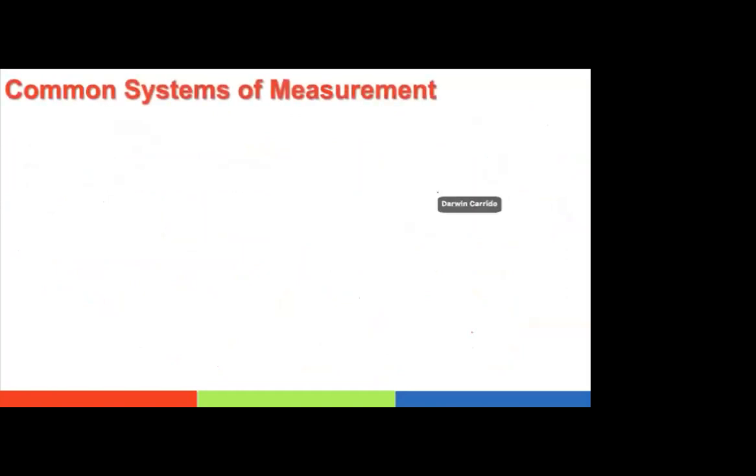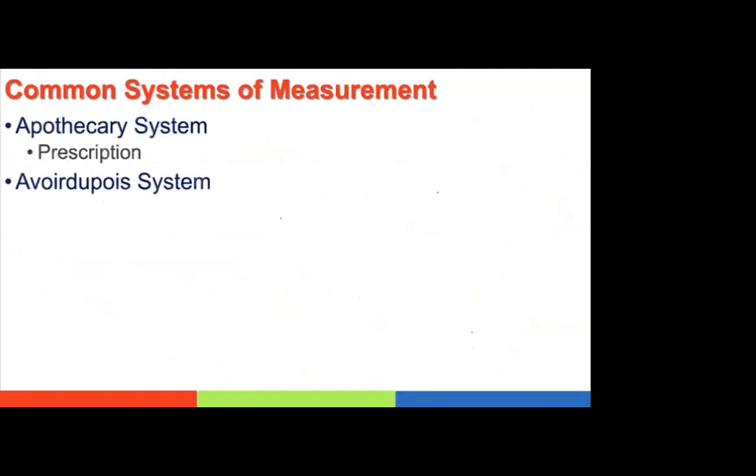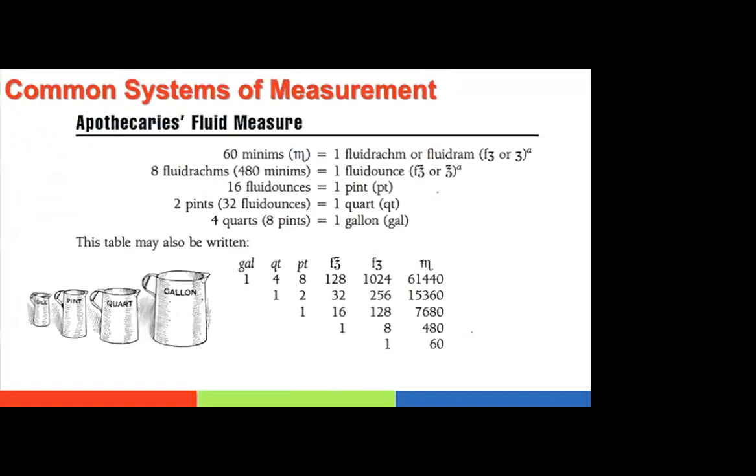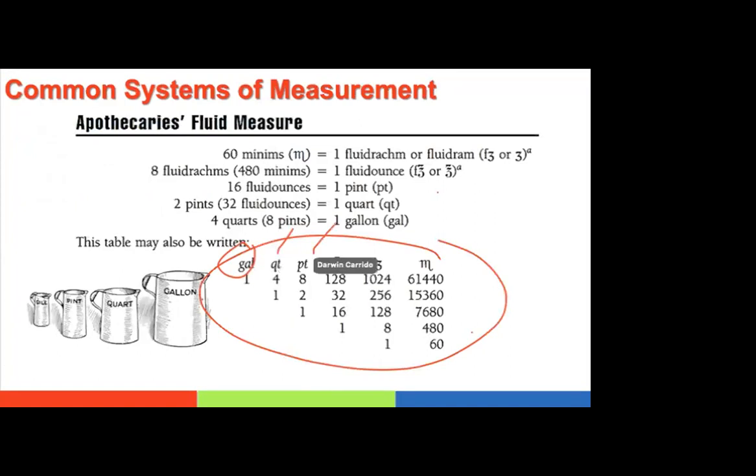Common measurements, class. For the apothecary and avoirdupois systems. With the apothecary system, we usually encounter these units in prescriptions, so small quantities, just doses. The avoirdupois system is the bulk system, large quantities. Here in the Philippines, this is no longer applied; it's only used in other countries. So these are the apothecary's fluid measures. This table, it seems you need to be familiar with it. This is gallon, this is quart, pint, this is fluid ounce, fluid drachm, and minims.